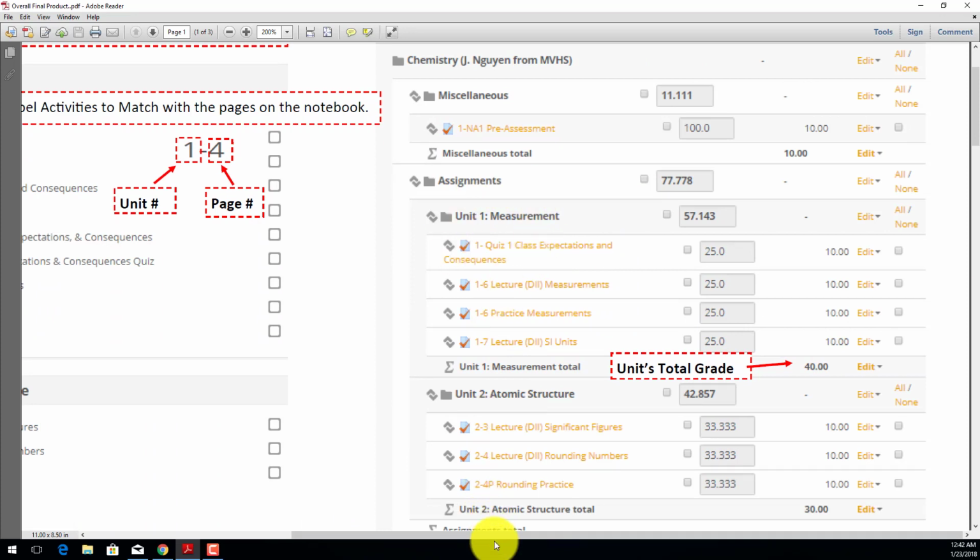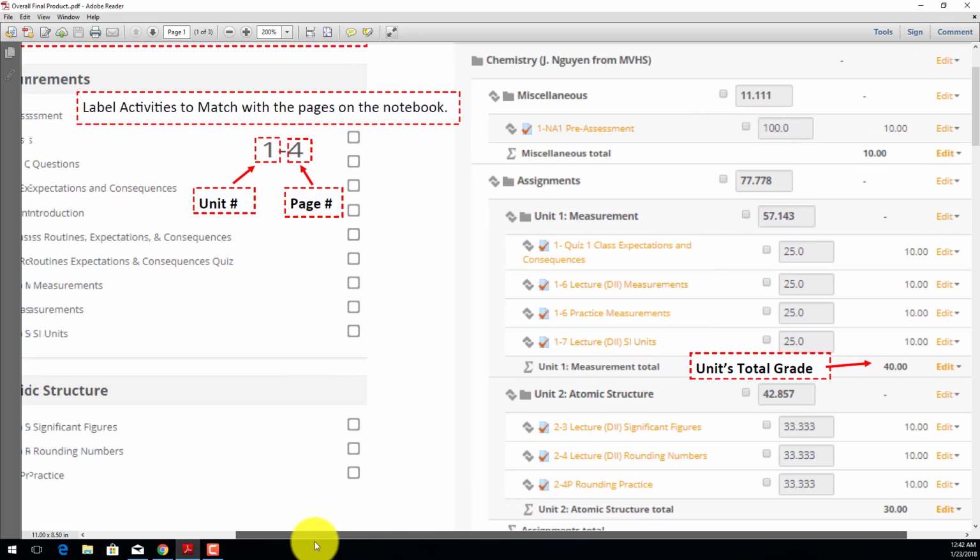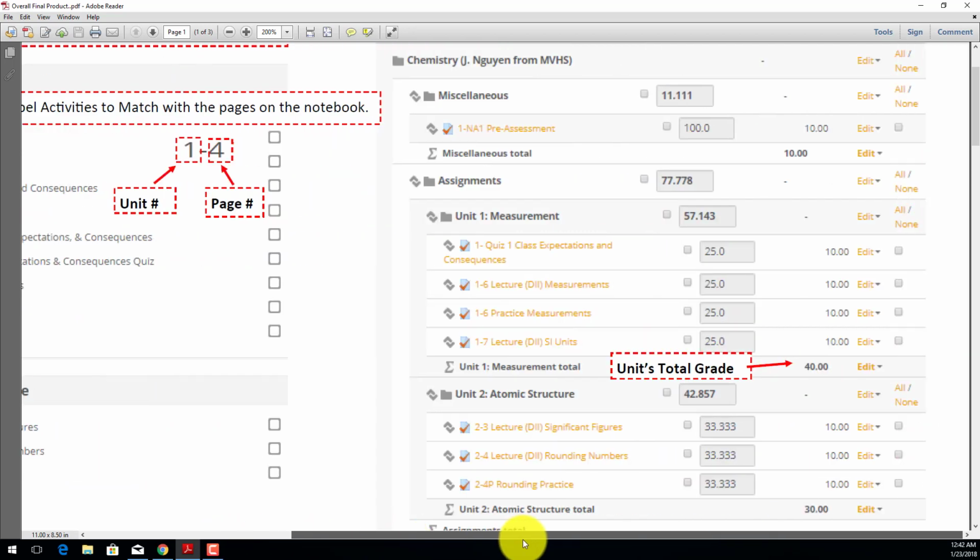And each one of those practices over here, 1-6, 1-7, and so on, is now organized in a Unit 1. And at the end of the unit, it actually gives you the total score. And for every student, it has a particular score for it. And all you have to do is record this number into your school gradebook.